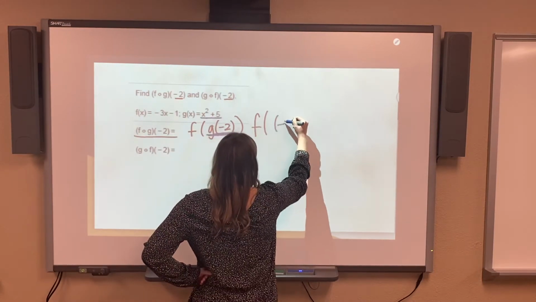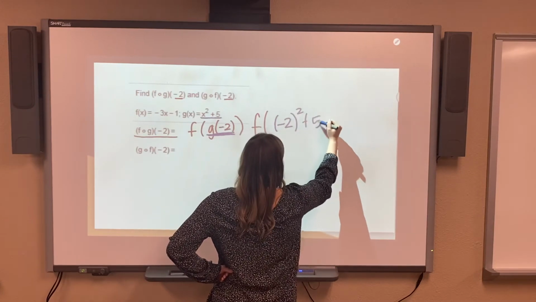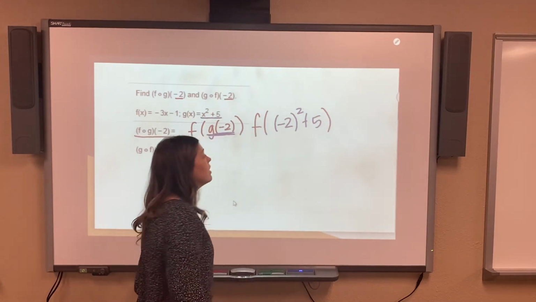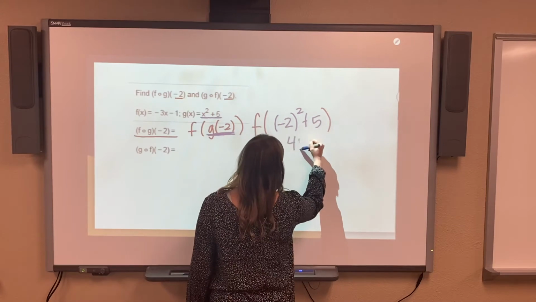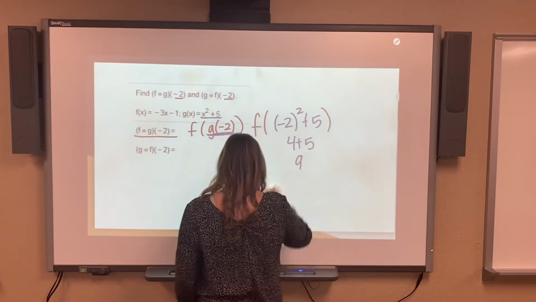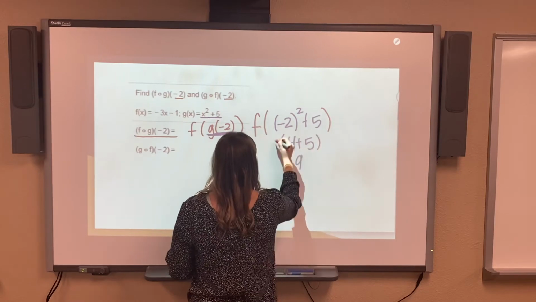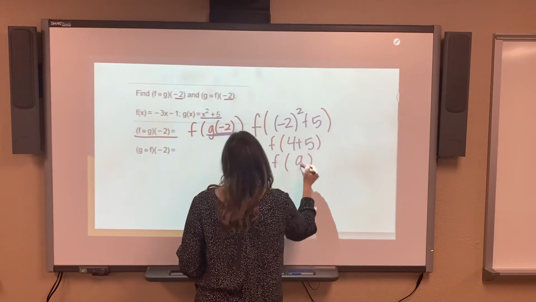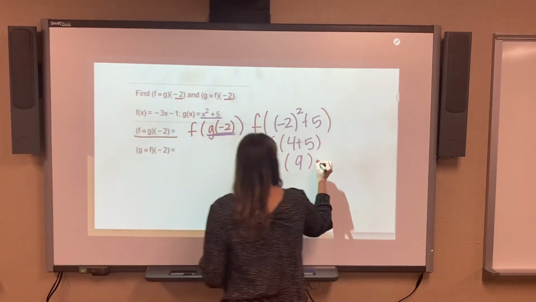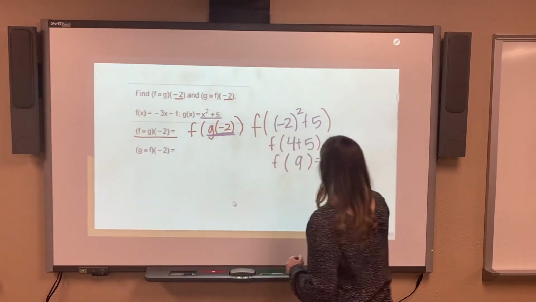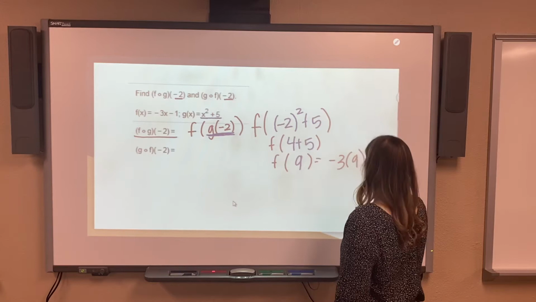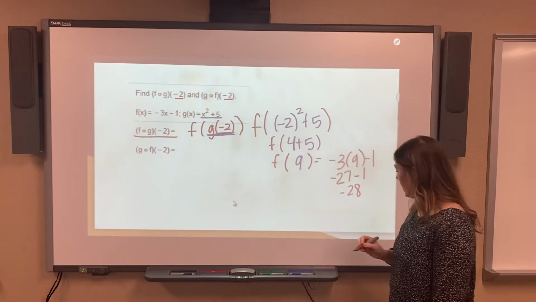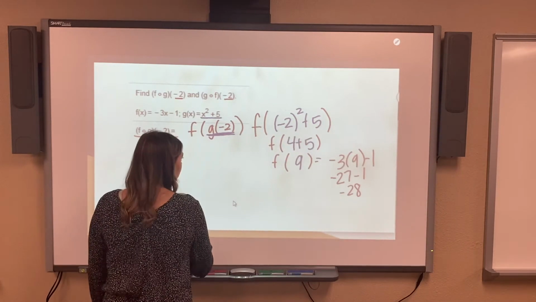So we're going to say -2 squared plus 5. Okay, and then close our parentheses. -2 squared is 4, so we have 4 plus 5. 4 plus 5 is 9. And so our output for g of -2 was 9. That becomes a new input for f. So now we're going to plug that 9 into our function f, which is -3 times 9 plus 1. -3 times 9 is -27, plus 1 is -26. So that answer is -26.